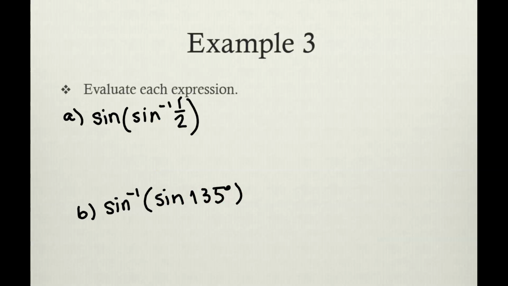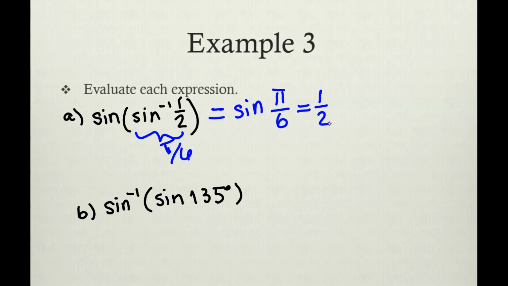In the last example, we'll learn how to evaluate and simplify a composition that involves a trigonometric function and the inverse function. And the first example is sine of sine inverse 1/2. From the very first example, we remember that sine inverse of 1/2 is pi over 6. Therefore, sine of pi over 6 is equal to 1/2.